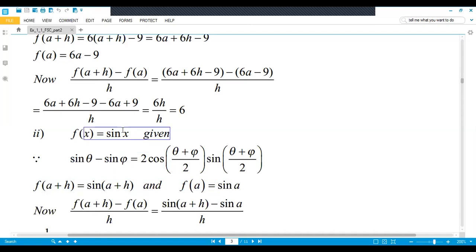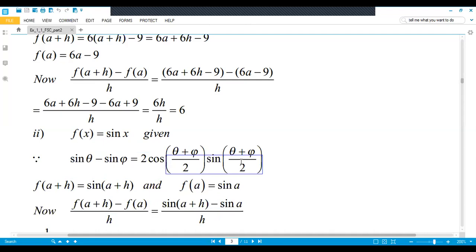In place of x, the given question is sine x. So in place of x, one time we put a plus h like this, and one time we put a like this. And then in the given equation, which is already given in the question, f of a plus h minus f of a, divided by h, is equal to sine of a plus h minus sine a, divided by h; we put its value here.